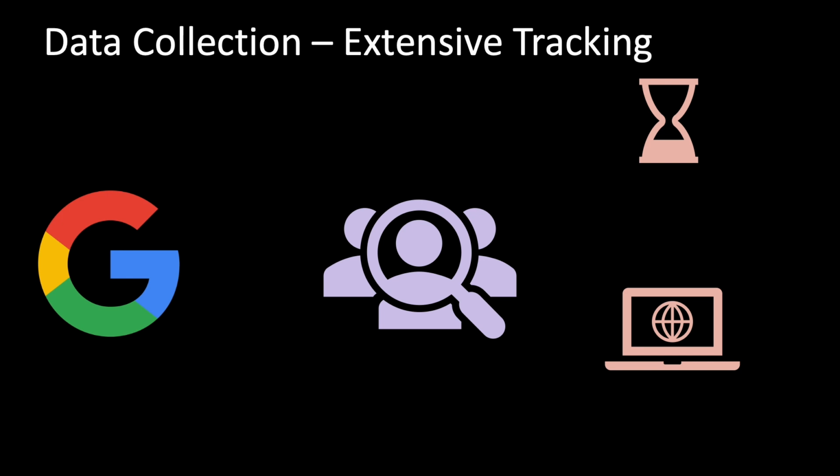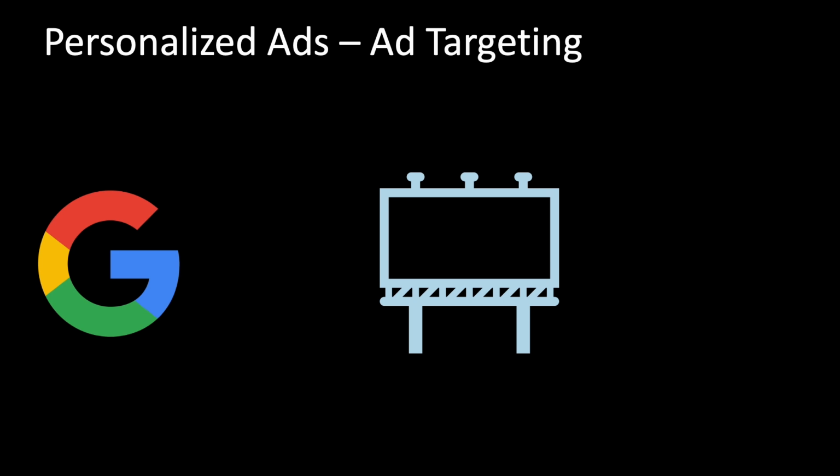Next, Google uses personalized ads, so you have ad targeting. Google uses the collected data to personalize ads. Advertisers can target users based on their interests, demographics, and online behavior. If you want to know how this works, I will link my video on ad tracking or cross-site domain tracking in the description of this video.